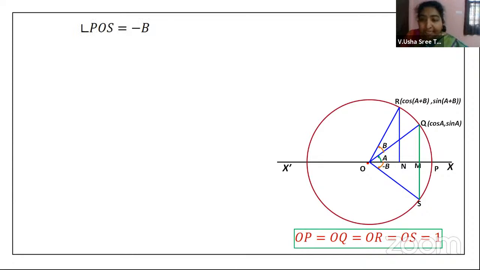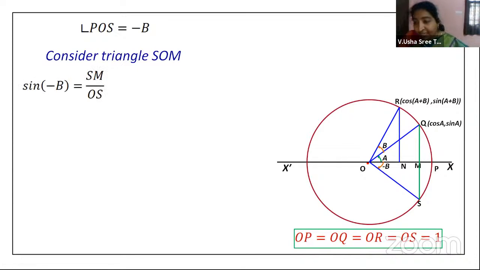It is forming a right angle triangle, right? We will try to calculate what the sine and cos values are with this negative angle minus B. So sine of minus B is nothing but SM by OS, opposite by hypotenuse. Right? So OS we have already seen is equal to 1. Therefore, SM will be equal to sine of minus B.